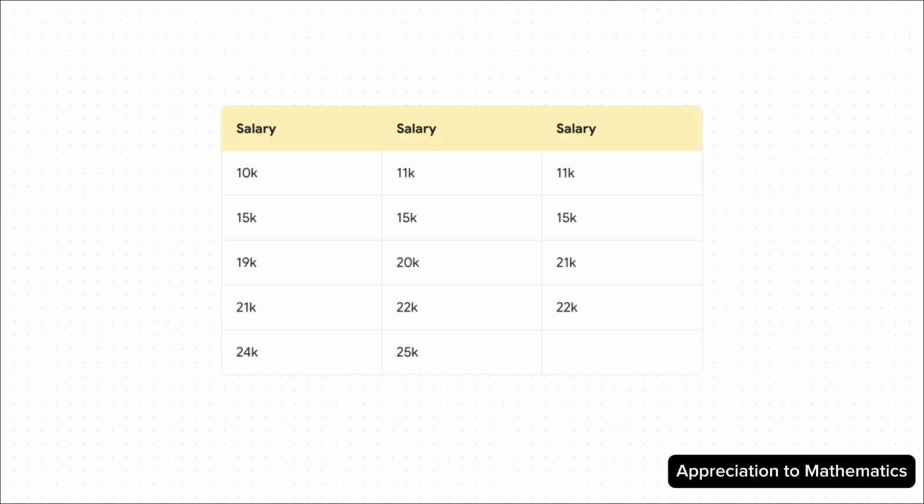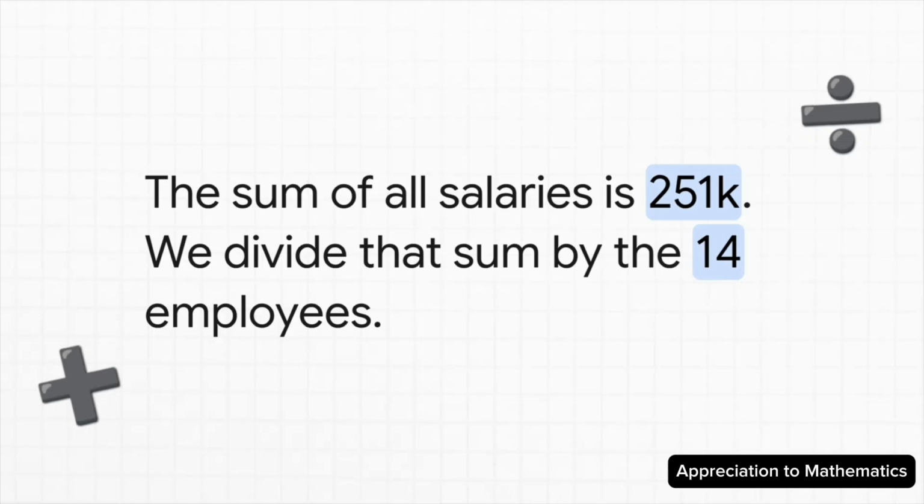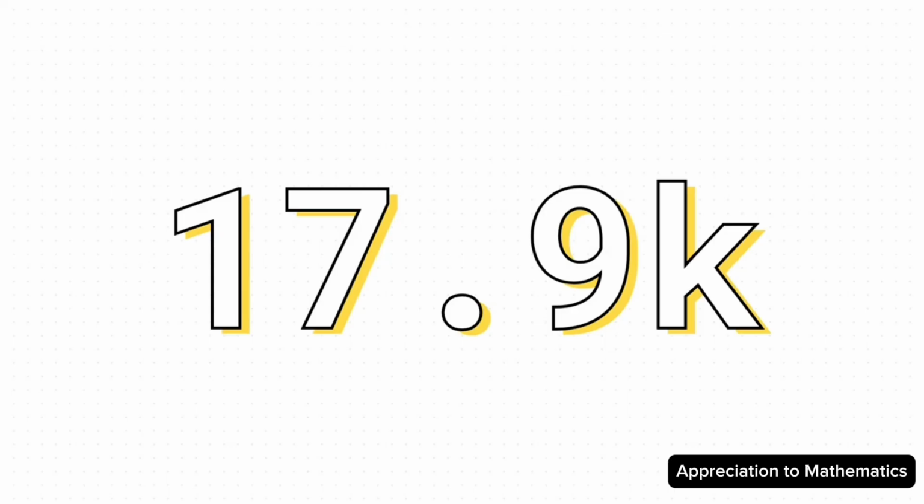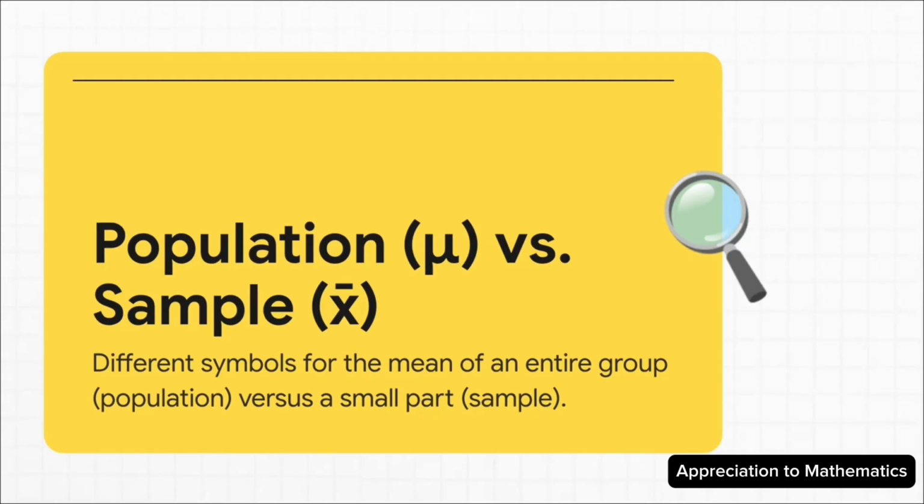Here we have the monthly salaries for 14 employees at a company. We can see some people making 10K, a few at 15K, and someone at the top making 25K. Let's find the mean salary for this group. Okay, step one, we add all 14 salaries together, which gets us to 251,000. Then, for step two, we divide that sum by the number of employees, which is 14. And there's our answer. The mean monthly salary is $17,900. And if you look back at that list, that number feels about right. It falls nicely in the middle of the range of salaries. It feels representative.